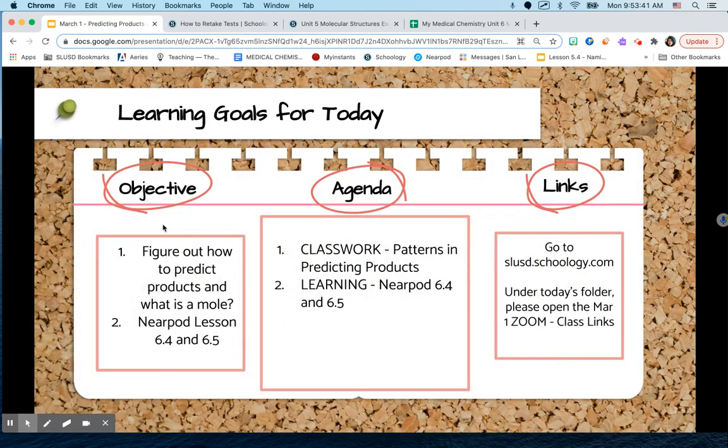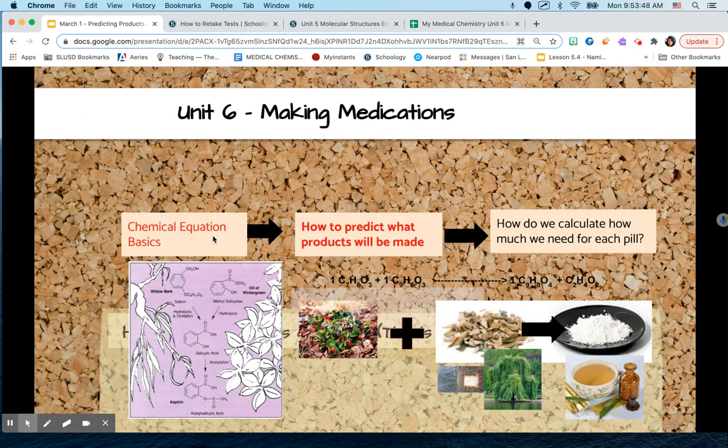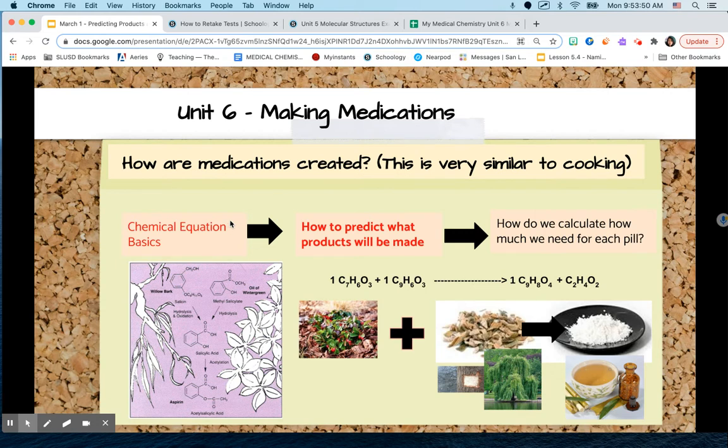So mainly today we focused on Nearpod lesson 6.4 and 6.5, how to predict products, and what is something called a mole. So far in Unit 6, we're talking about how medications are created. We talk about the general chemical equation and how things are set up. So this is basically our recipe or chemical equation for how to make something in chemistry. And we're currently learning about how to predict what products will be made, right?